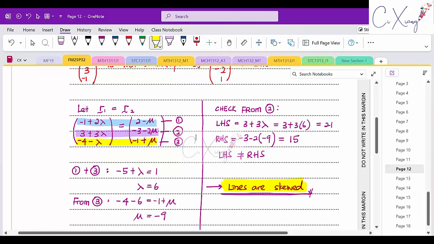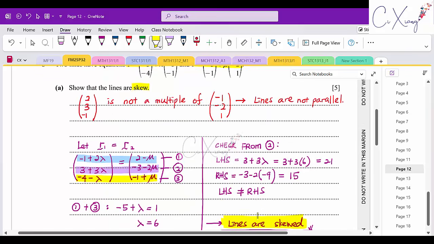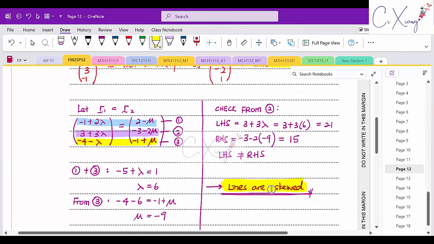Yeah, so this is what we have for part A. This is how we prove the lines are skewed. I want to emphasize here, before you prove that the lines are skewed, you have to figure out that the lines are not parallel at first. Because only when the lines are not parallel do you have the possible cases, which are the intersection case or the skewed case. So you have to show these two main points here. Okay, so let's continue to part B.